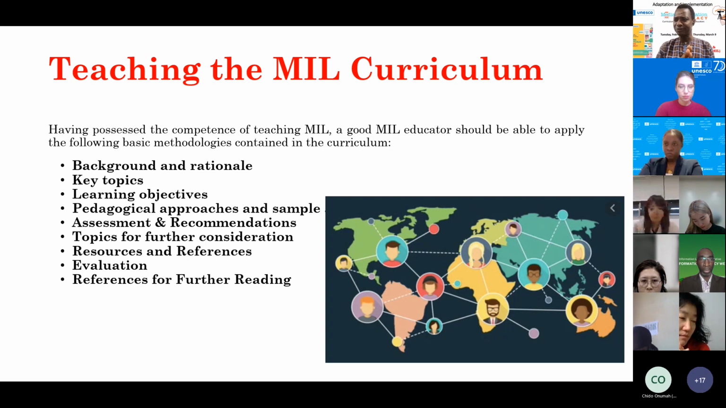Well, there are so many methods you can apply. But first and foremost, the background and rationale need to be well established. When we introduce any topic, like I said, there are so many modules about these topics. You can find them in that book. So many modules, so many skills, so many learning outcomes, so many objectives.